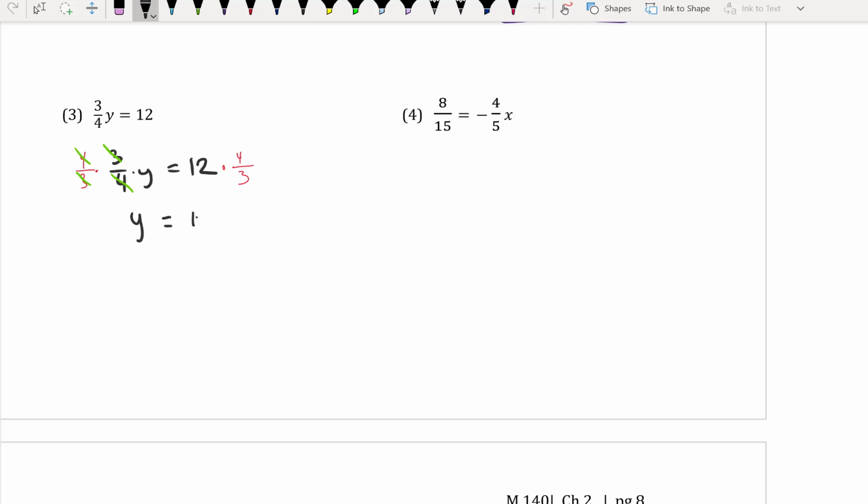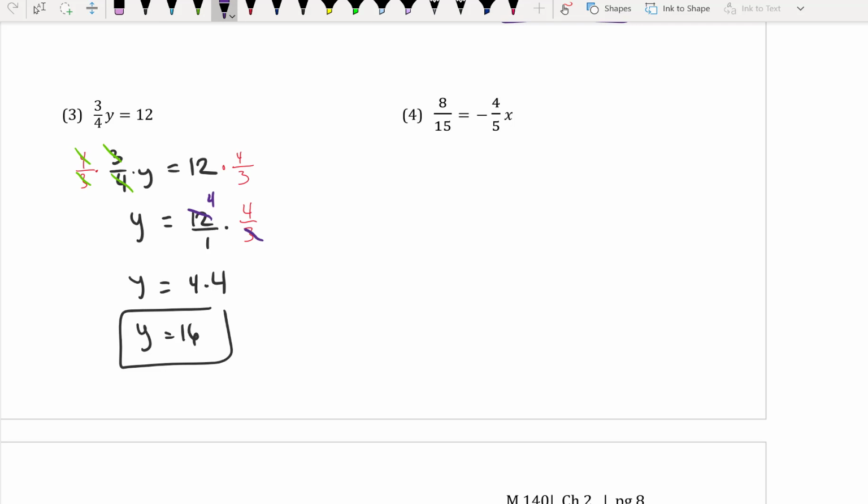And now you have the multiplication of 12 over 1 times 4 over 3. Well, you can think of it as 3 goes into 12 4 times. 3 times 4 is equal to 12. So now you're left with y is equal to 4 times 4. Well, 4 times 4 is going to give you 16. So your answer here is y is equal to 16.